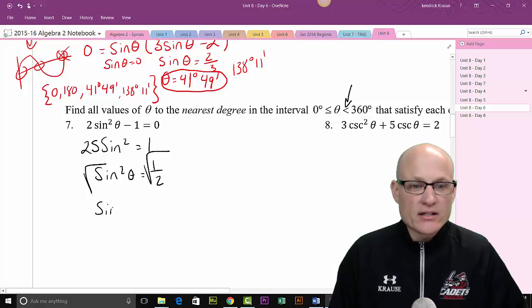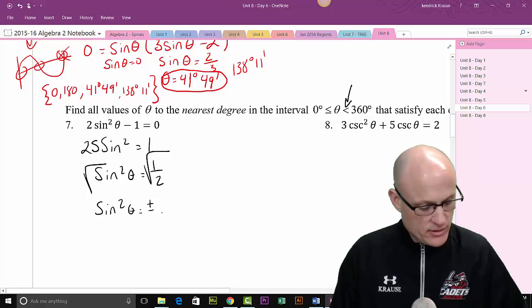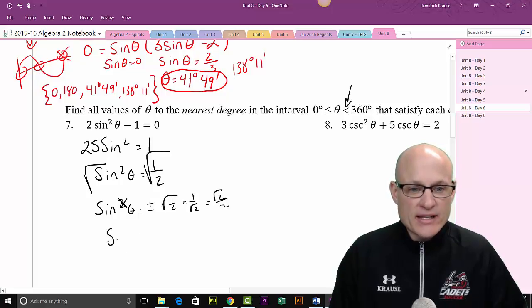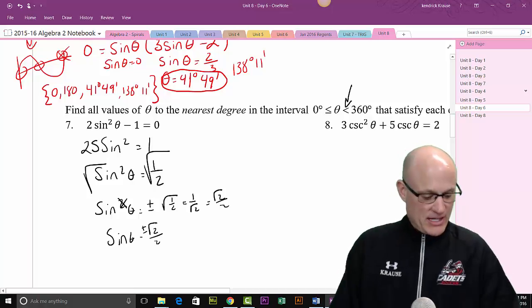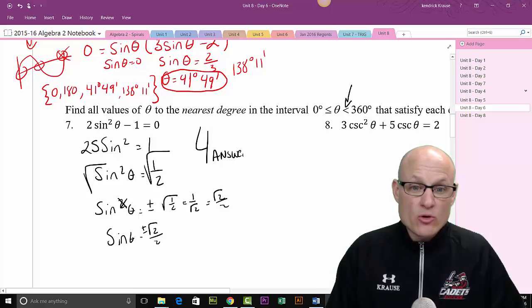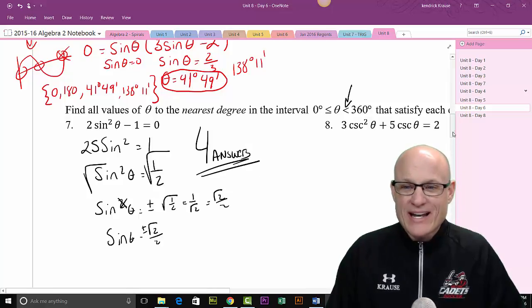And I get sine theta equals plus or minus the square root of 1/2, which is really 1 over the square root of 2, which is really square root of 2 over 2. I took the square root. So sine theta equals the square root of 2 over 2, plus or minus. And because it's plus or minus, that means I'm going to have 4 answers. 4 answers. And that means 1 in every quadrant.